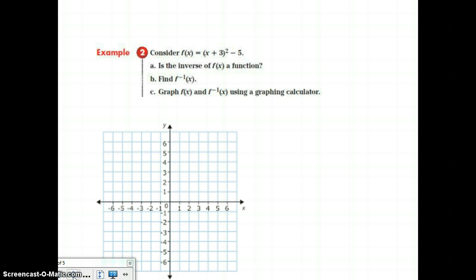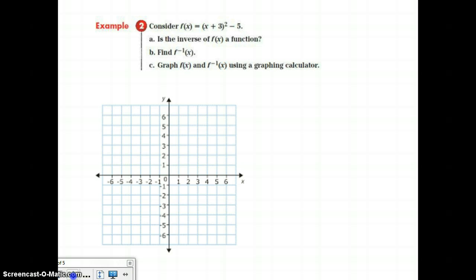Okay, example 2. It says consider the function x plus 3 squared minus 5, and we want to know, is the inverse of f of x a function? For B, find the inverse of f of x. For C, we're going to graph both, and it says use a graphing calculator. You can use a handheld graphing calculator, or you can use Desmos. Desmos is probably the easiest one, so if you want to use that, you can.